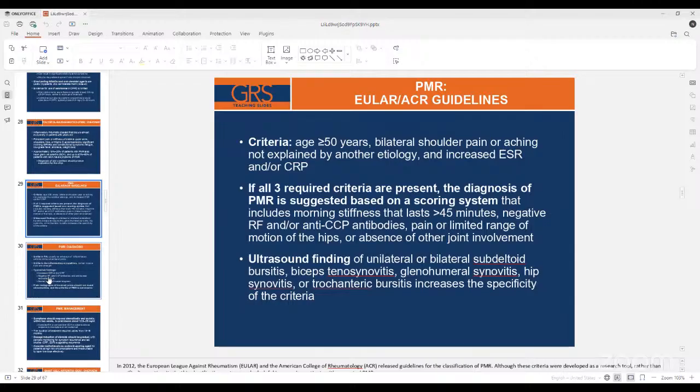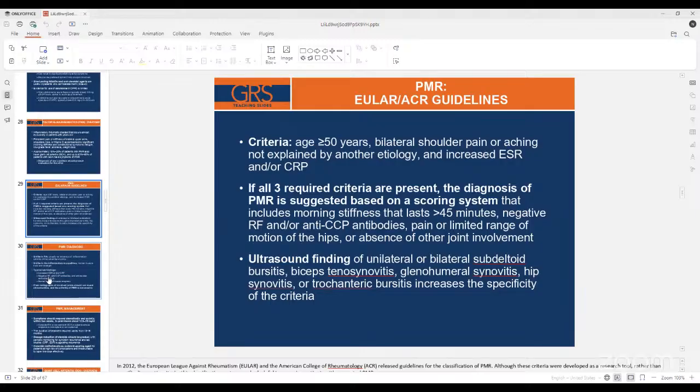Interestingly enough, CRP is more sensitive to the presence of polymyalgia rheumatica, but ESR helps us to predict if the disease will relapse or not. The higher the ESR, the more likely the patient is going to have a relapse in the future.